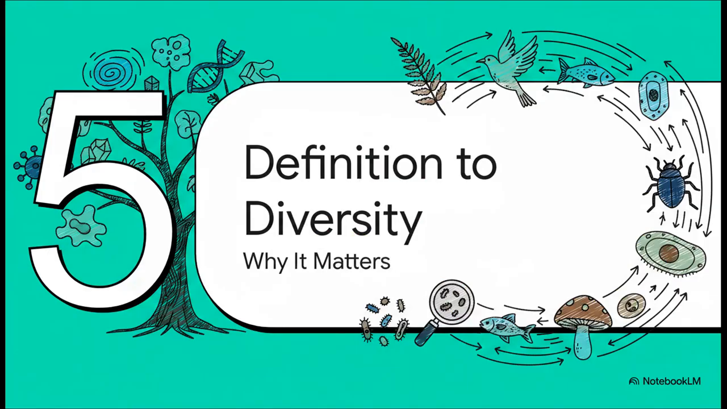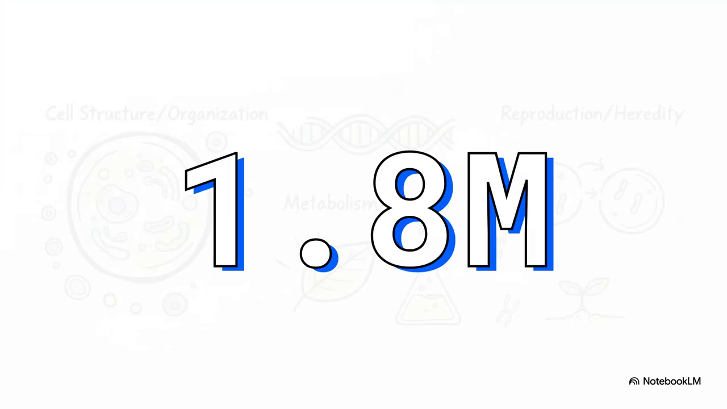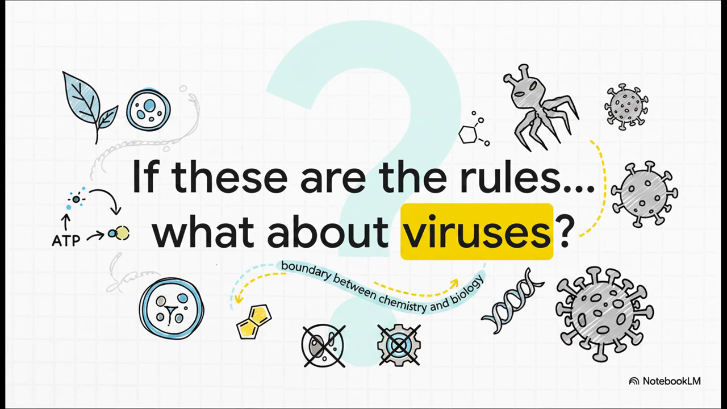So, okay, we've got our 3 rules. Why does having this strict definition matter so much? Well, for one, it helps us wrap our heads around the absolutely mind-boggling diversity of life on this planet. So far, we've identified nearly 2 million different species on Earth. Think about that. 1.8 million unique forms of life. And every single one of them is made of cells, has a metabolism, and is conscious of its world. So there you have it, our 3 rules for life.